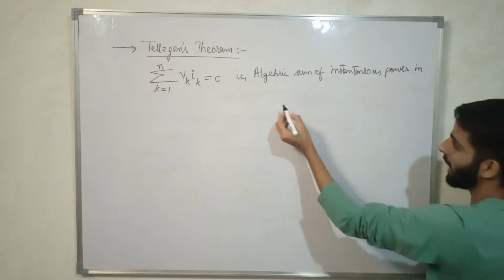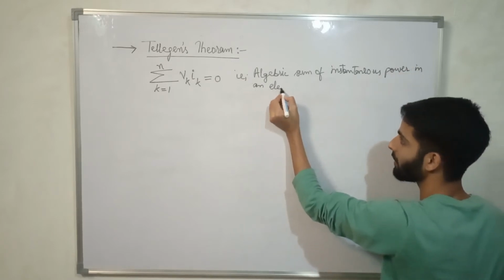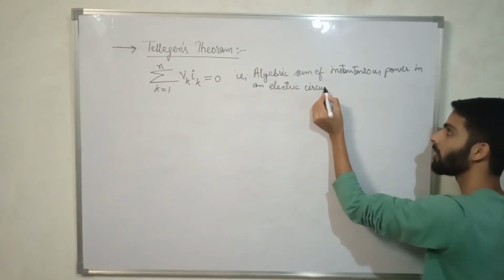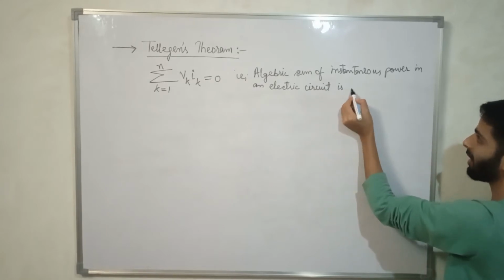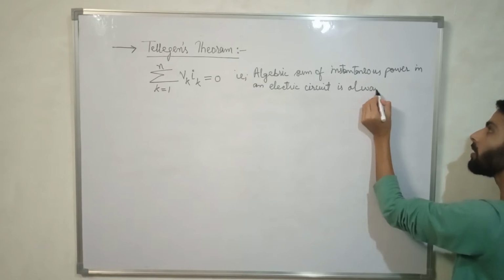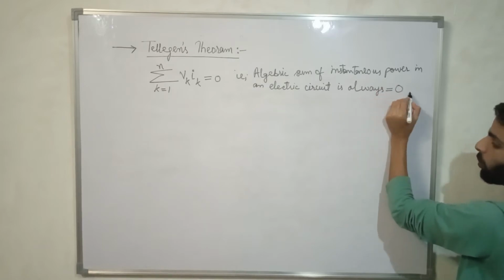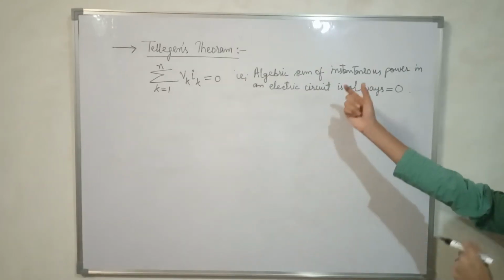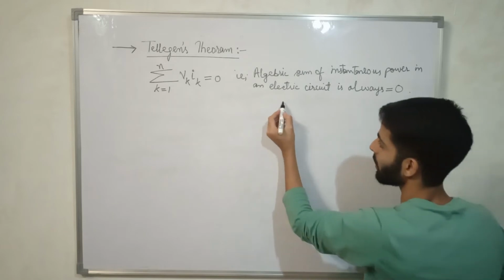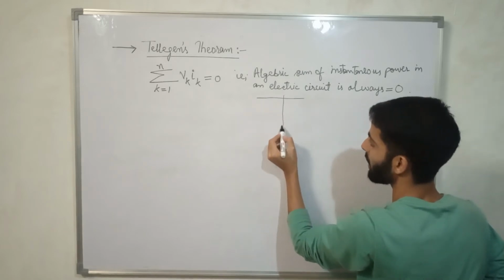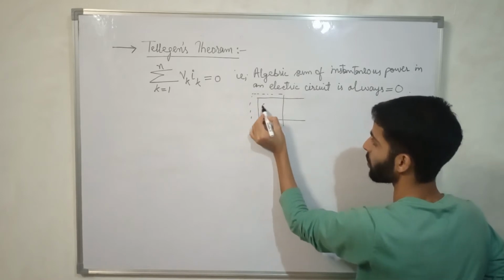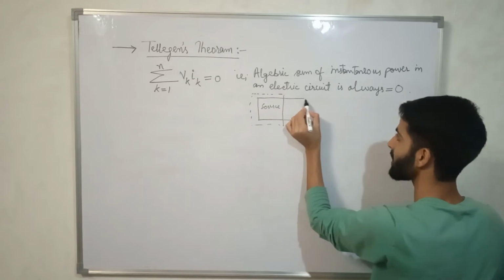Instantaneous powers in an electric circuit is always equal to 0. Algebraic sum of instantaneous powers in an electric circuit is always equal to 0. Suppose this part is the source and it has a load connected to it.